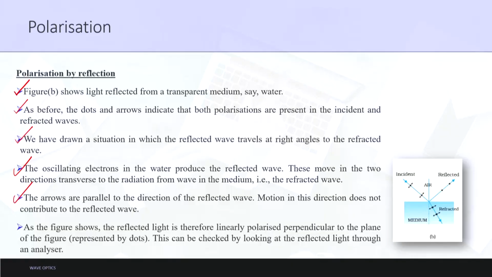You can't see this thing, only the polarization, or the polarized wave which is happening in this direction, was being put apart in this reflected portion. Why? Because of oscillation of electrons. So as the figure shows, the reflected light is therefore linearly polarized, quite evident it is linearly polarized.